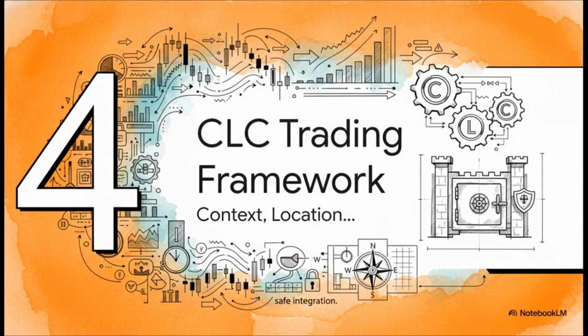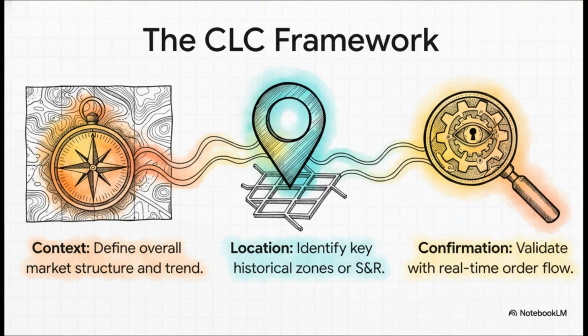Section 4, the CLC Trading Framework. So CLC stands for context, location, and confirmation. Listen, you should never, ever trade random spikes in volume right in the middle of a consolidating range. First, you absolutely must define the context. Like, are we trending, ranging, or sweeping liquidity?